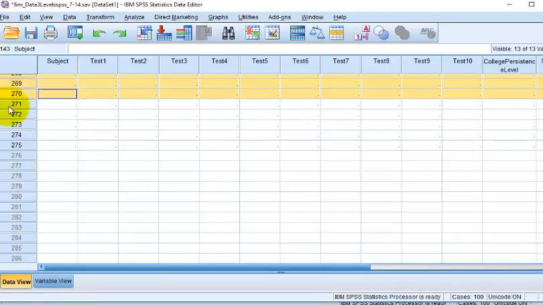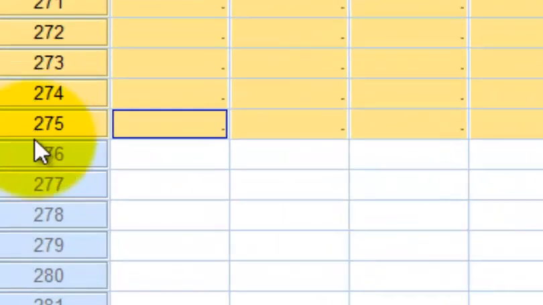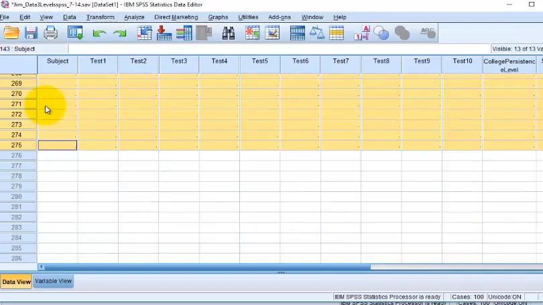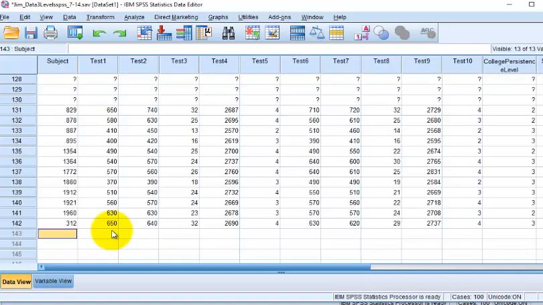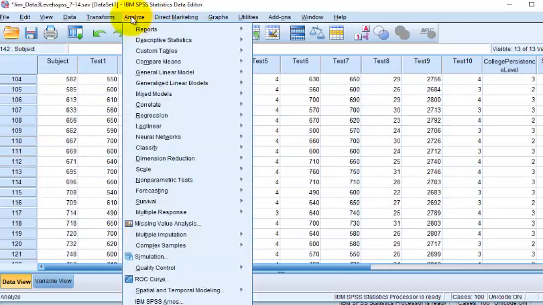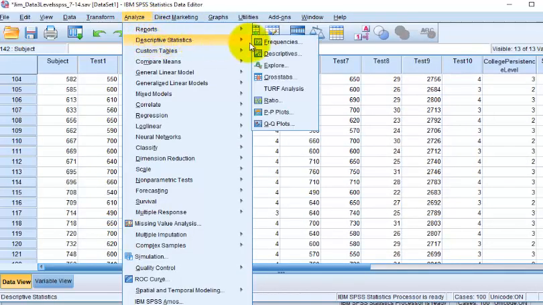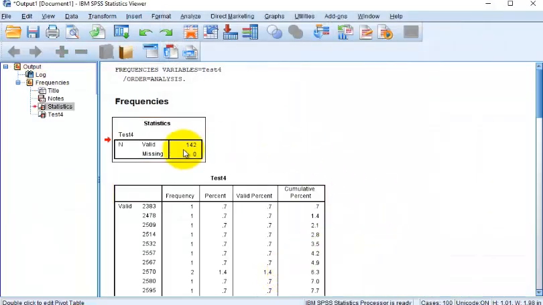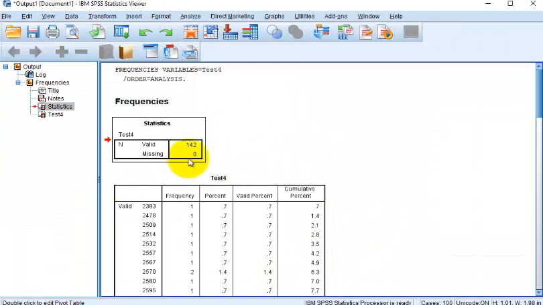So right there, the boxes underneath here do not have the dots, but the ones above it do. So I'm going to go ahead and just clear these out, and I'm going to give it a quick test. She has 142. So I'm going to do an analyze, descriptives, frequency, and it doesn't matter. I'm going to put in any one. And good. So that takes care of the missing problems.